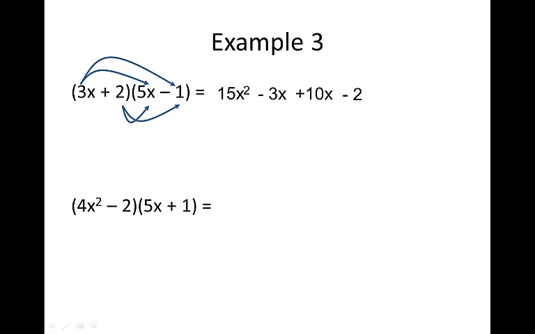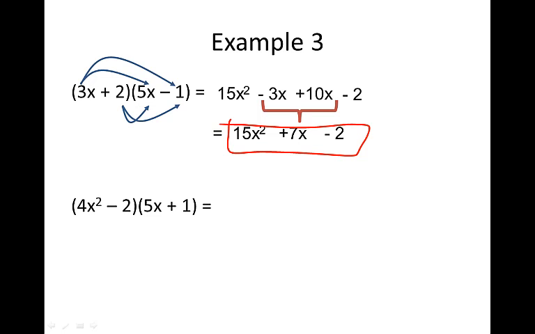And always look to see if you can combine any like terms. Have you seen any like terms here? Sure. The negative 3x plus 10x. So we combine those to get 7x. So we get 15x squared plus 7x minus 2. That's your final answer. Go ahead and pause the video here. See if you can do the next one.